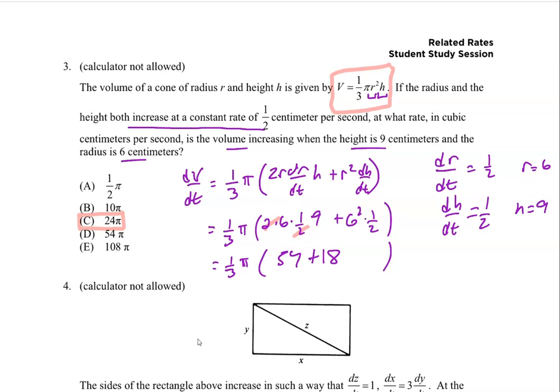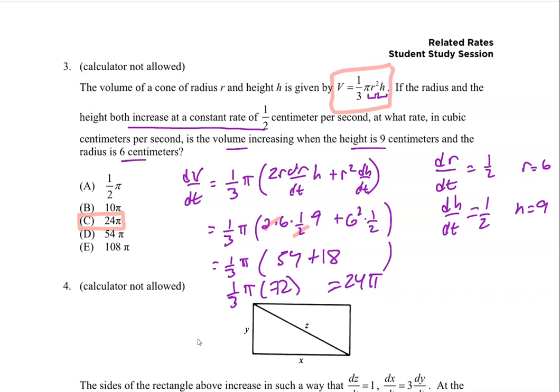What the heck is 54? 50, 60, 72. 67. You know what's equal to 67? 27, 72, I mean, 2, 4. Yeah, 24 pi. Got that right. Yeah. Okay, that's a good one. That's a good one.